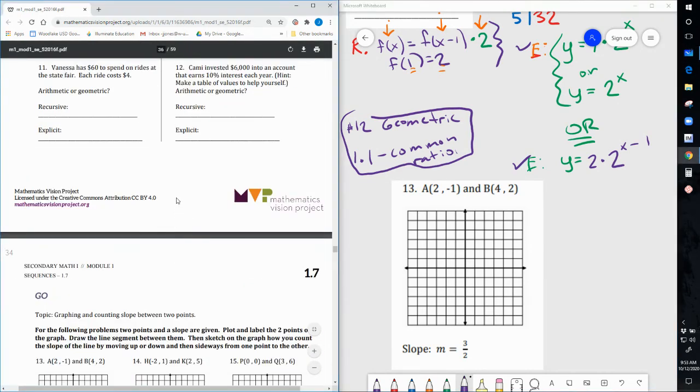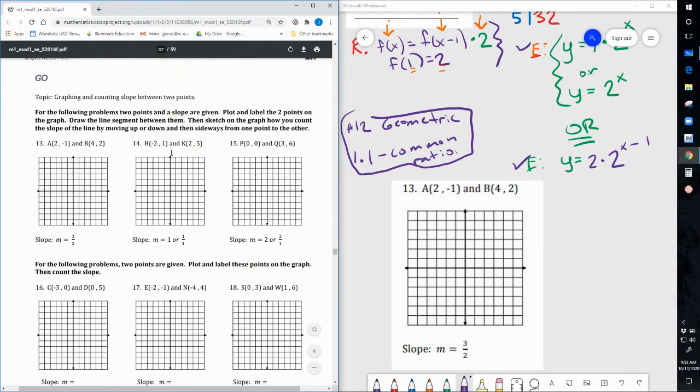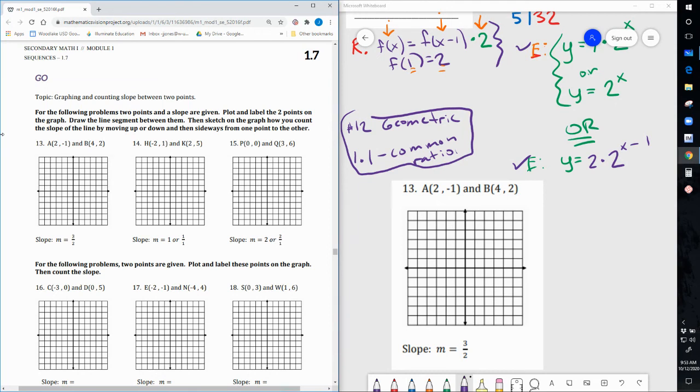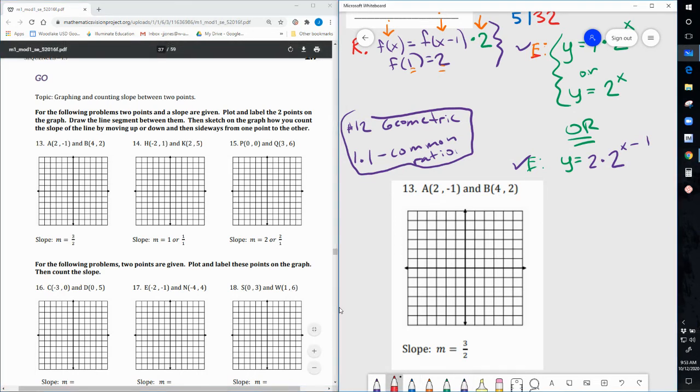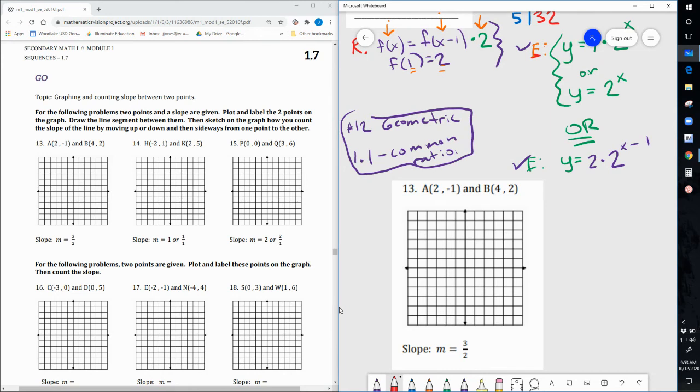All right, last thing is problem number 13. These directions are just really weird, but at the end of the day, it's just saying plot and label the 2 points on the graph, and then we'll do something else in a second. So let's go ahead and plot and label the points first. So 2, -1 would be right here, and 4, 2 would be right here. So this is B, and this is A.